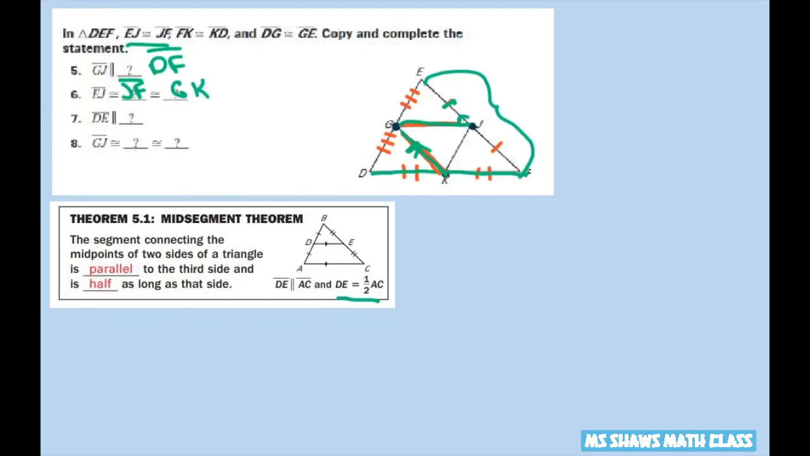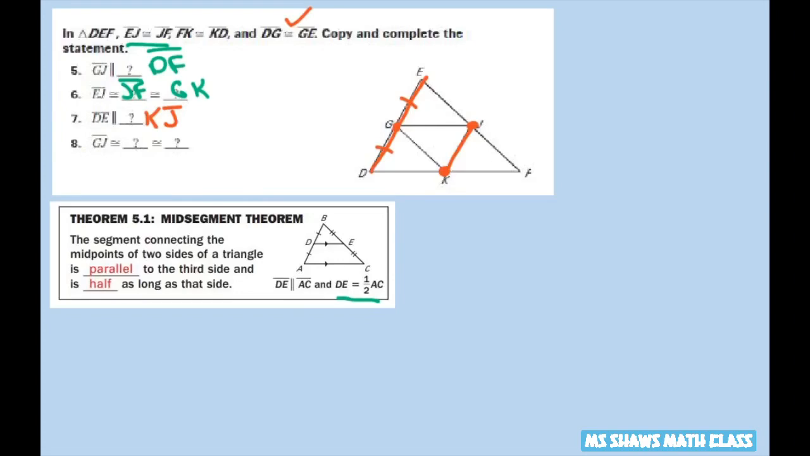Now DE, I'm going to erase this. DE here is parallel to KJ because of our midpoints here. So it cuts it in half, and each side of these in half, and due to what is given here. So these two are parallel.